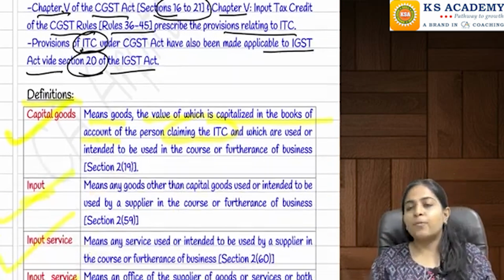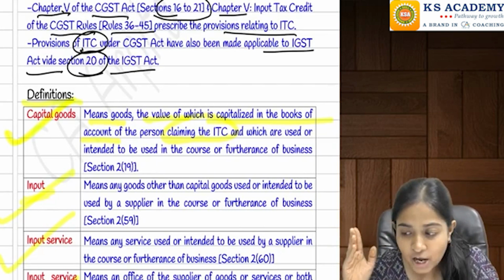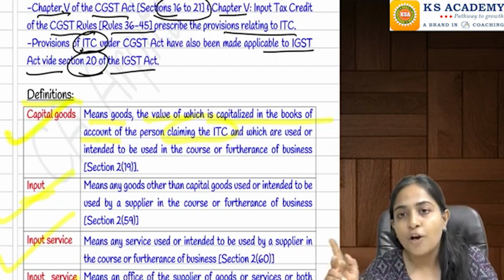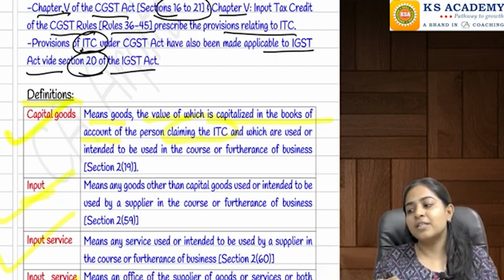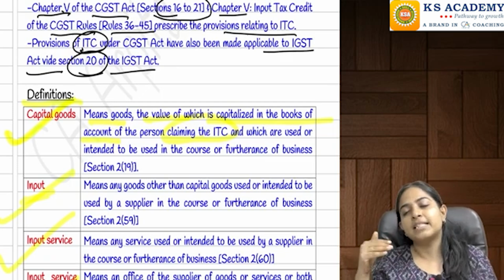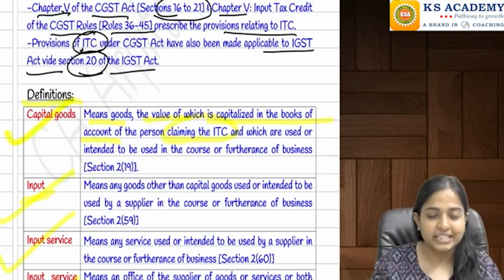Right now, these provisions of ITC are there from section number 16 to section number 21, and in rules from rule number 36 to rule number 45. These are of the CGST Act and the CGST rules, and similar provisions have been made applicable for the IGST also under section number 20 of the IGST Act.